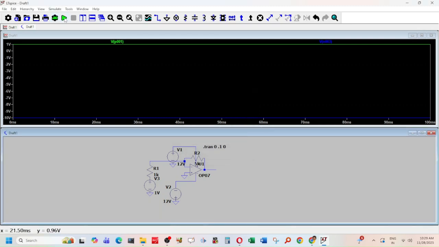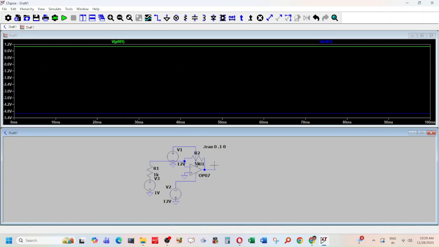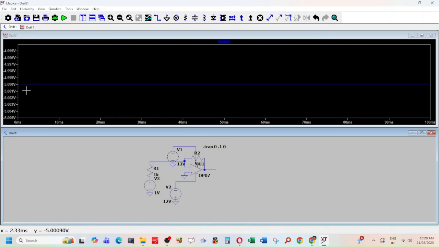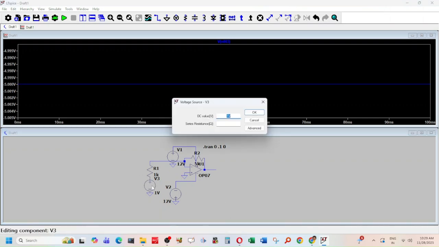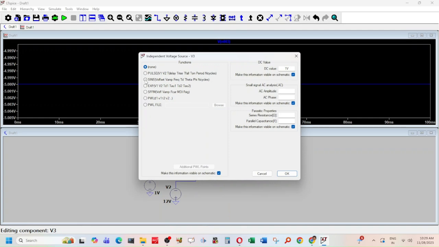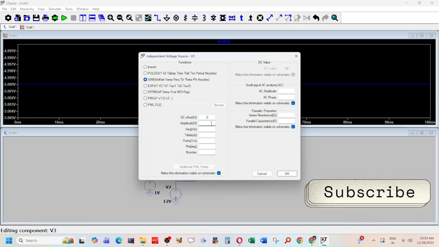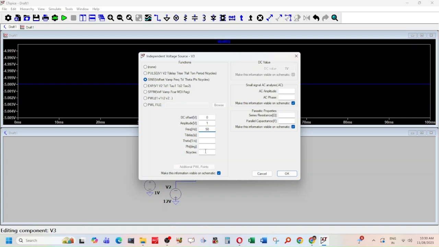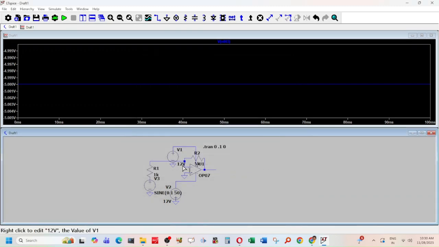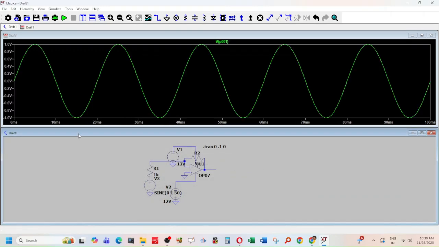The blue line indicates the output level, which is amplified and inverted. We can also do it for an AC signal. For that, select the Advanced Power option and give the AC parameters. Here also the signal is amplified and 180° out of phase with the input.